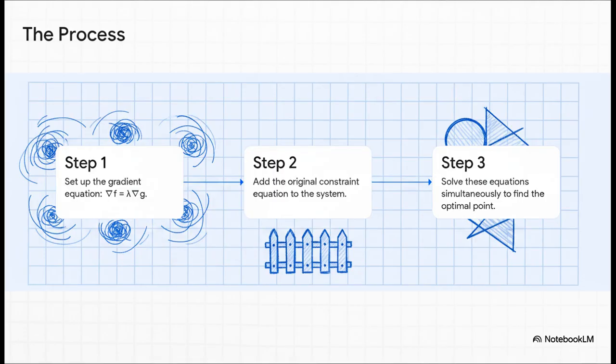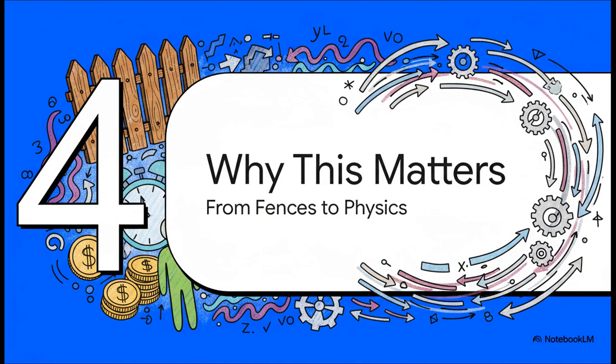That's it. And using it is actually a surprisingly straightforward process. First, you just write out that gradient equation. Second, you add in your original constraint. You can't forget the total length of your fence. And third, you just solve those equations together and boom, you get the exact dimensions for your rectangle and the value of lambda.